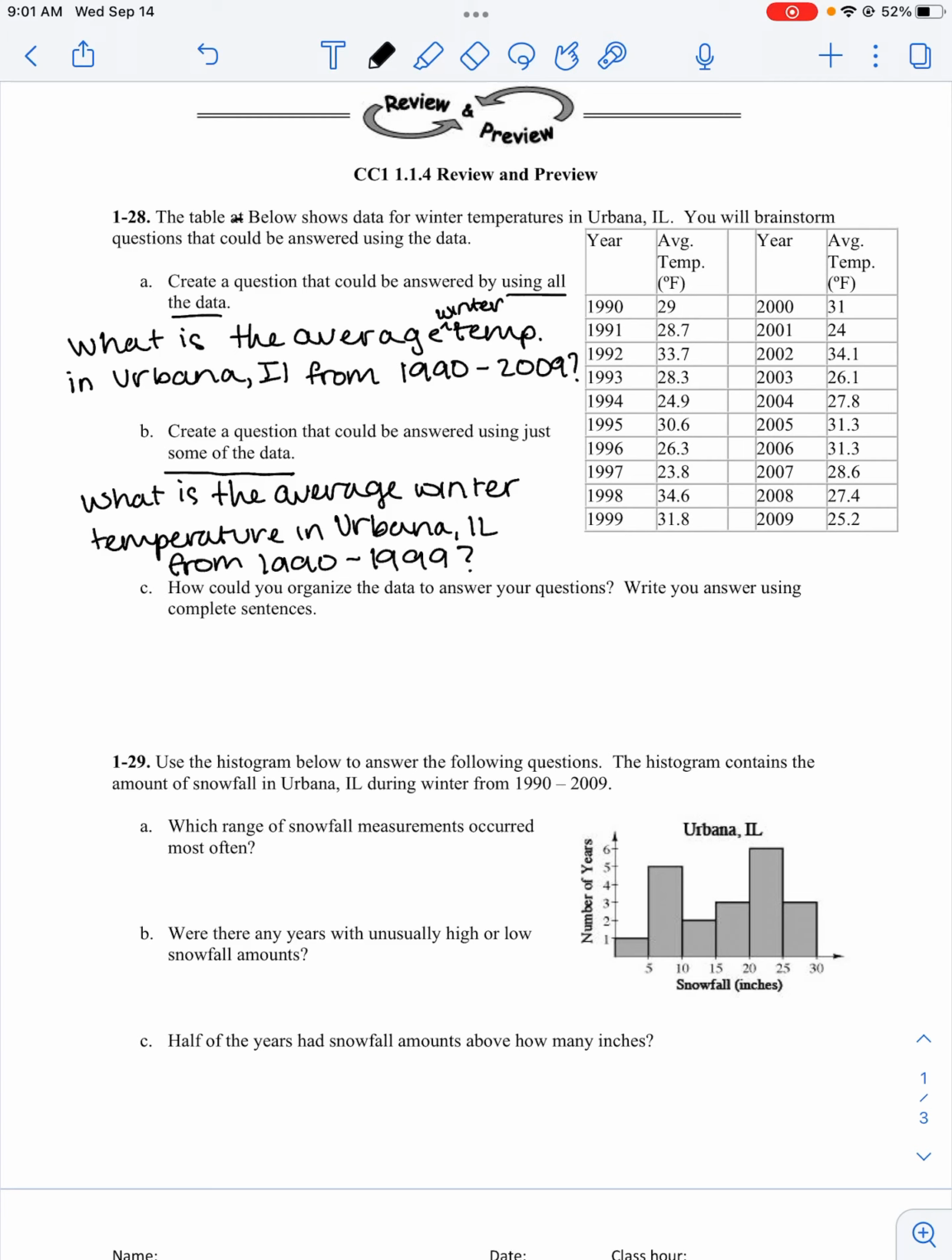For part C, we're going to think back about how we have done past problems from class on how we could organize this data. So one of the ways I could try making a histogram. Or making a table.